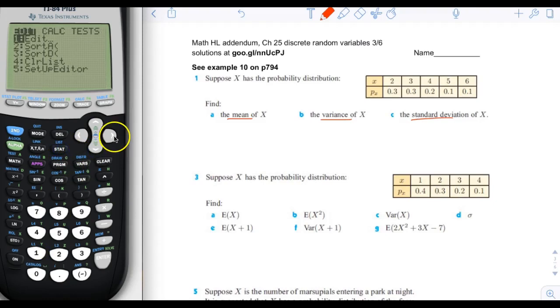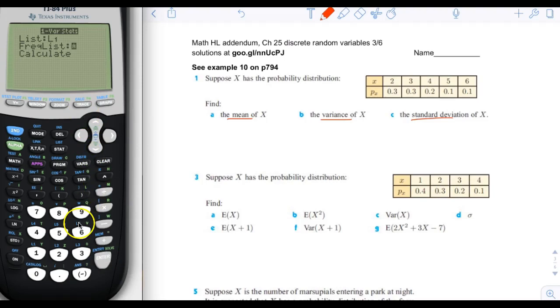And do stat, calc, 1-var stats. Why is it 1-var stats and not 2-var stats? 2-var stats is used when you have an x variable and a y variable. Here we don't have an x variable and a y variable. We just have an x variable, and we have a proportion of how often the x variable turns out to be whatever it is. So we use 1-var stats.